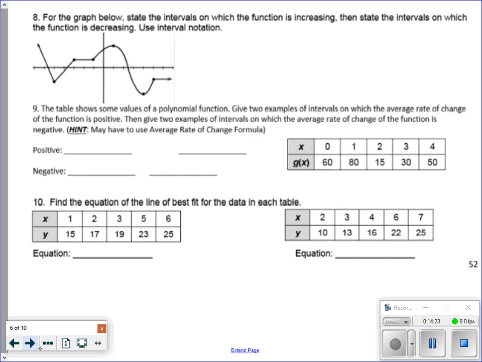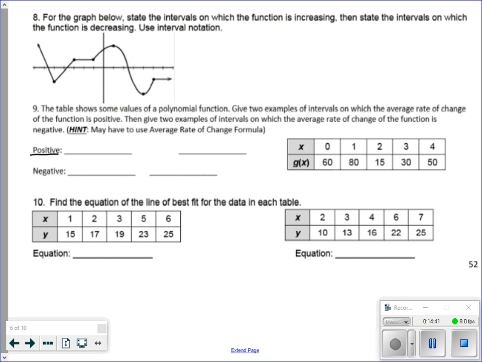On 9, the table shows some values of the polynomial function. So what we're going to do here is figure out our average rate of change, whether it's positive or negative. We're going to give some examples of it. A positive rate of change means that the graph is increasing, that the value of the graph is increasing.